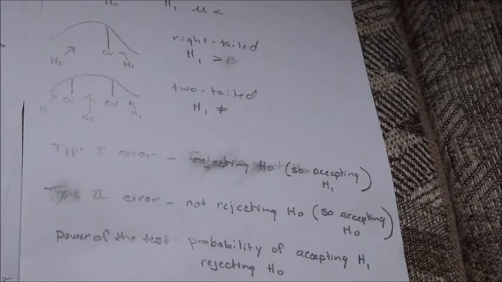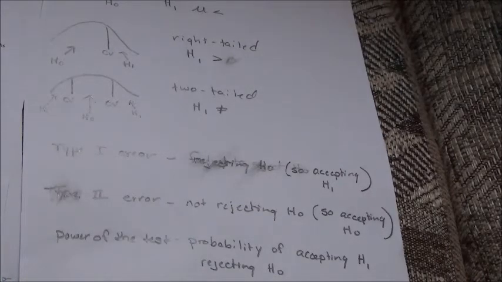And then if you're doing the power test, that's the probability of accepting the alternative hypothesis, which means you're rejecting the null. So both the type 1 error and the power test are accepting the alternative hypothesis. The type 2 error is accepting the null. Sometimes the question just asks that.